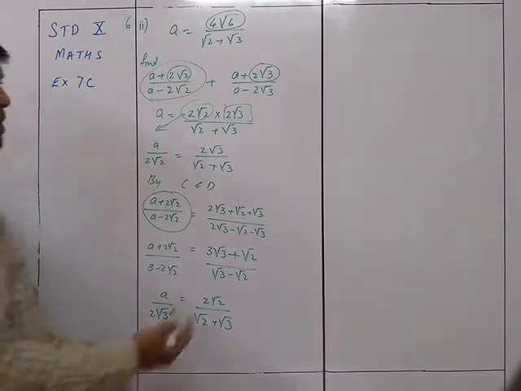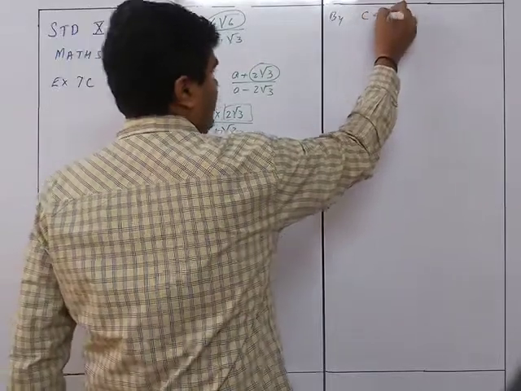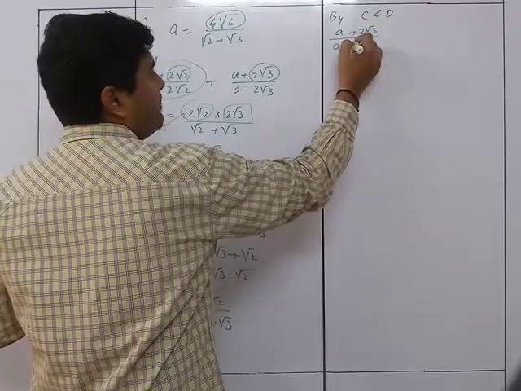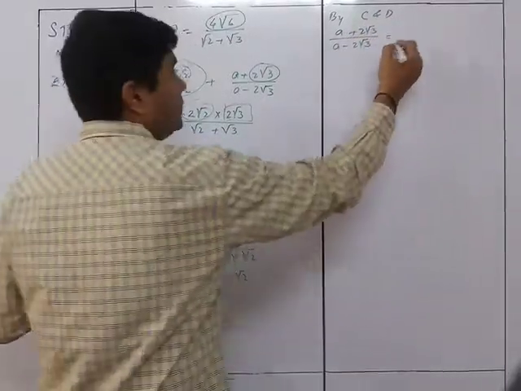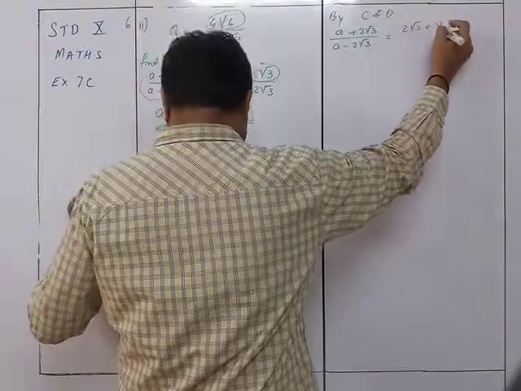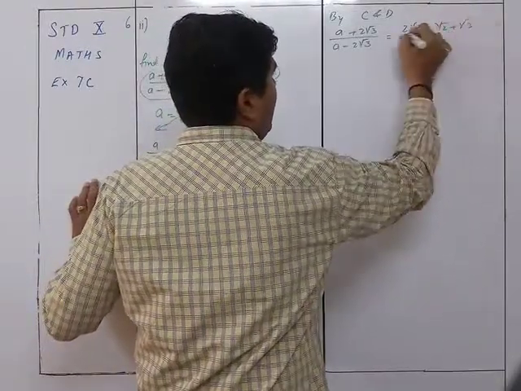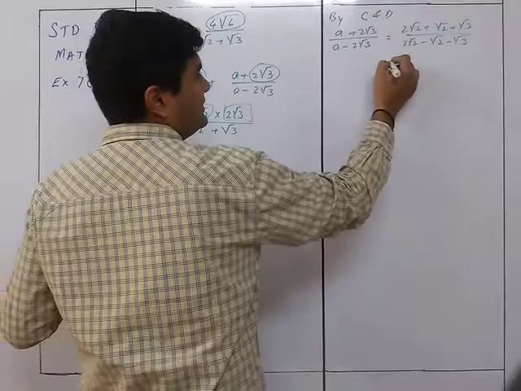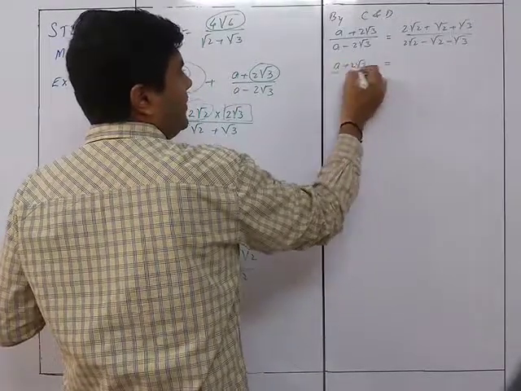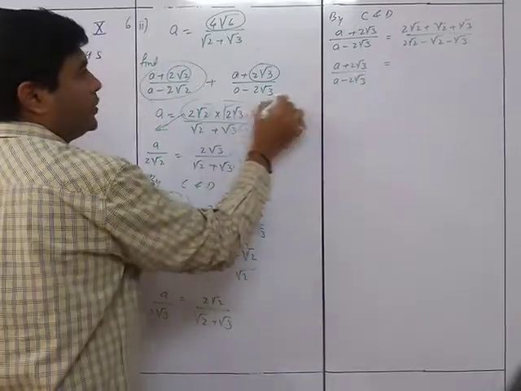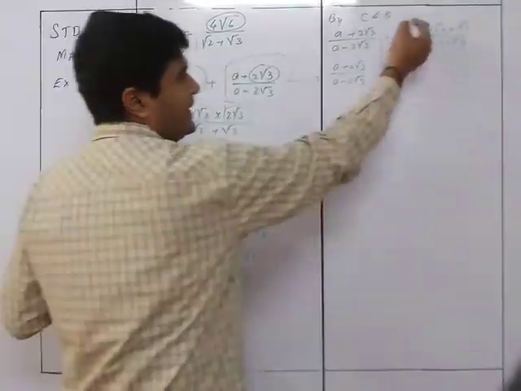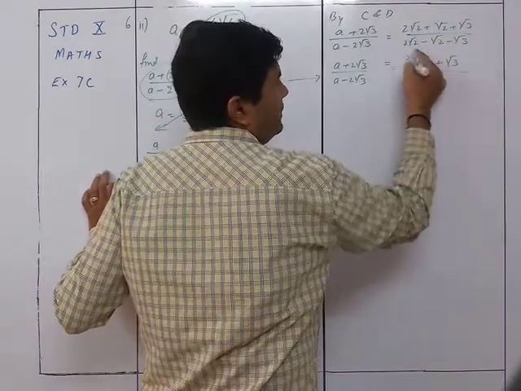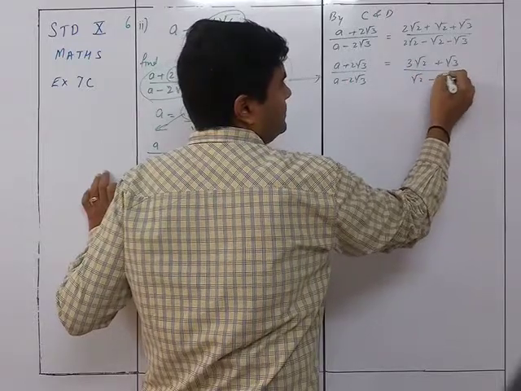Now apply componendo dividendo. So by C and D we have over here A plus 2 root 3 upon A minus 2 root 3 is equal to 2 root 2 plus root 2 plus root 3 upon 2 root 2 minus root 2 minus root 3. So this gives me A plus 2 root 3 upon A minus 2 root 3, which is exactly what I want over here, is available over here. The answer is this plus this is 3 root 2 plus root 3, upon this minus this is root 2 minus root 3.